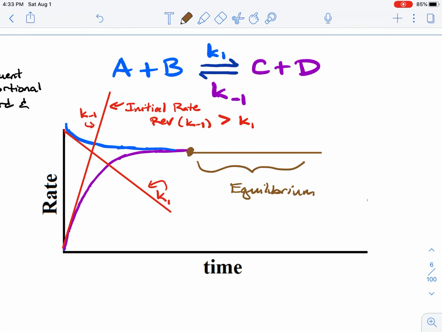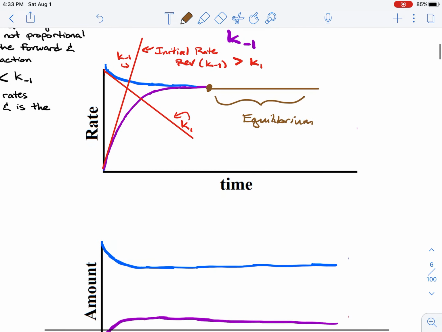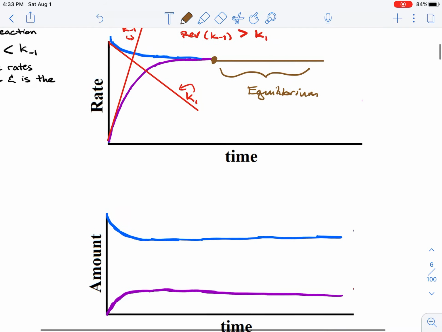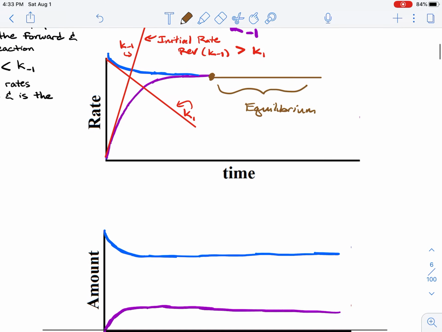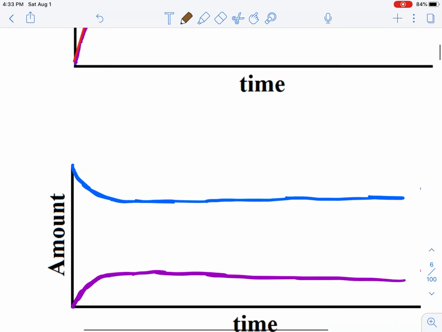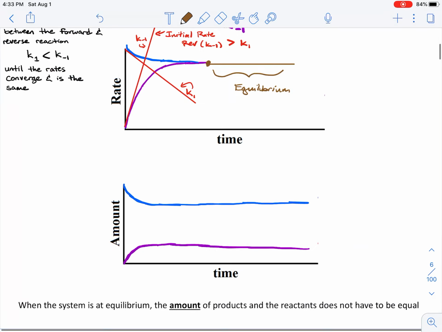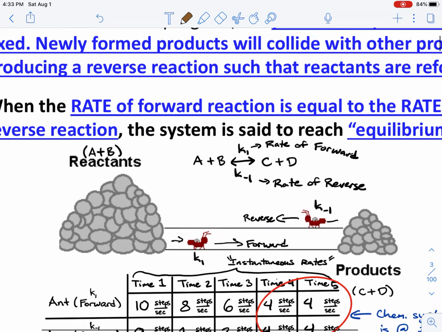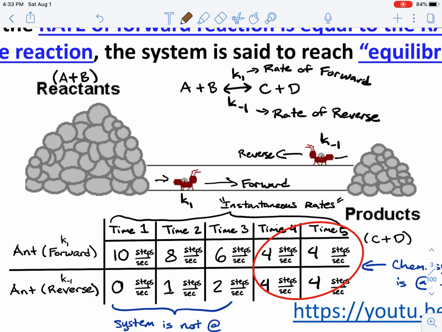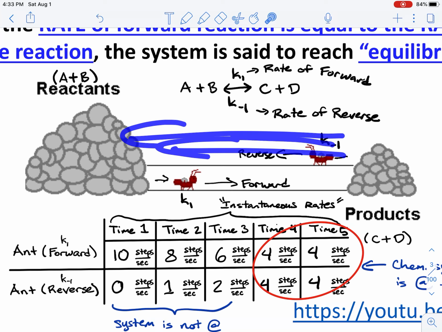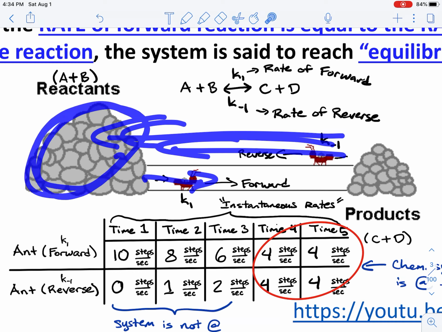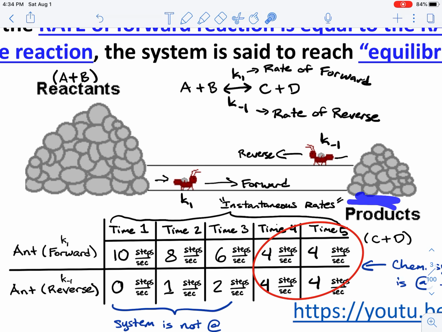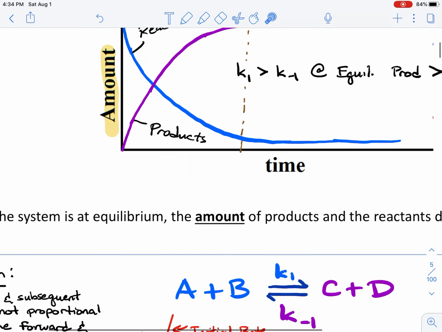Okay. And so how does the amount of reactants and products look if the rate of the reverse is much faster than the rate of the forward? And so once again, let's go back to this image of the ants transporting stones. If the reverse is much, much faster than the forward, then there should be more reactants at equilibrium than products.